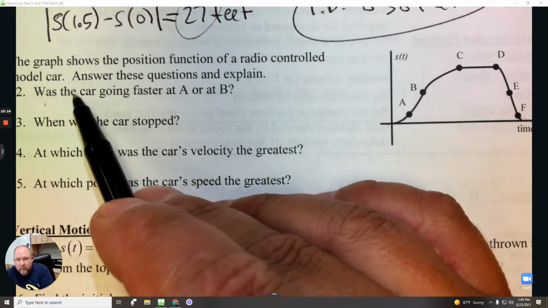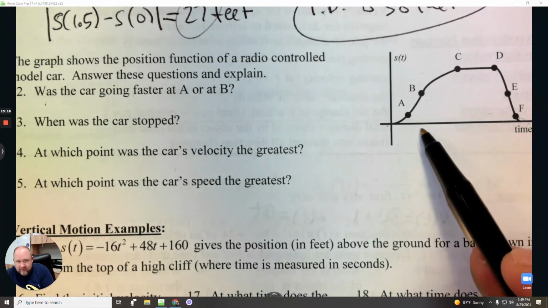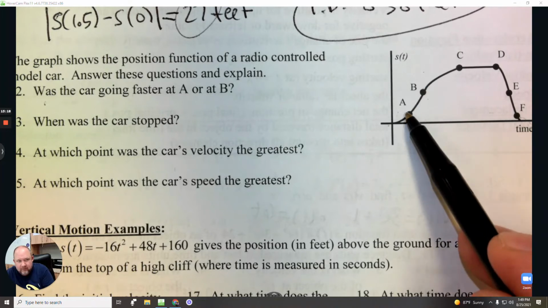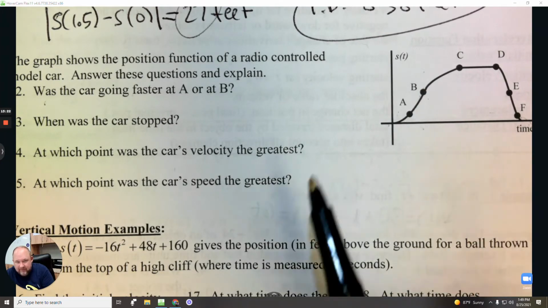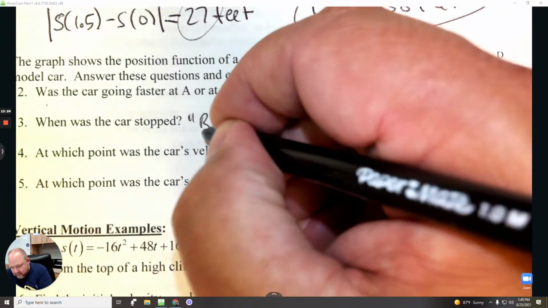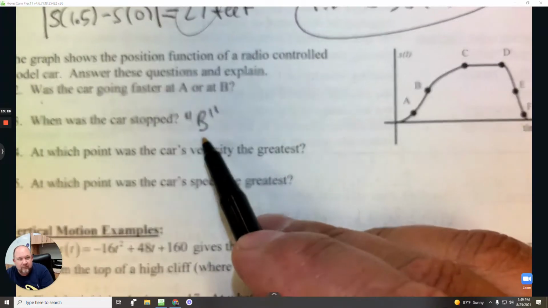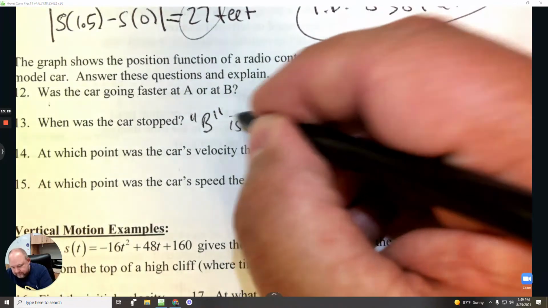Question number 12, was the car going faster at A or B? Which one's steeper, A or B? Which one, if you drew a little line through it, would be steeper? So the answer is B because it's steeper.